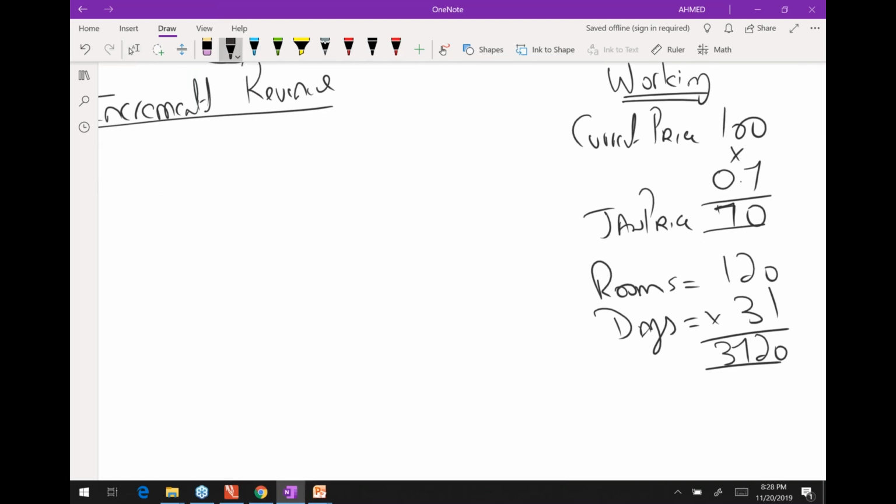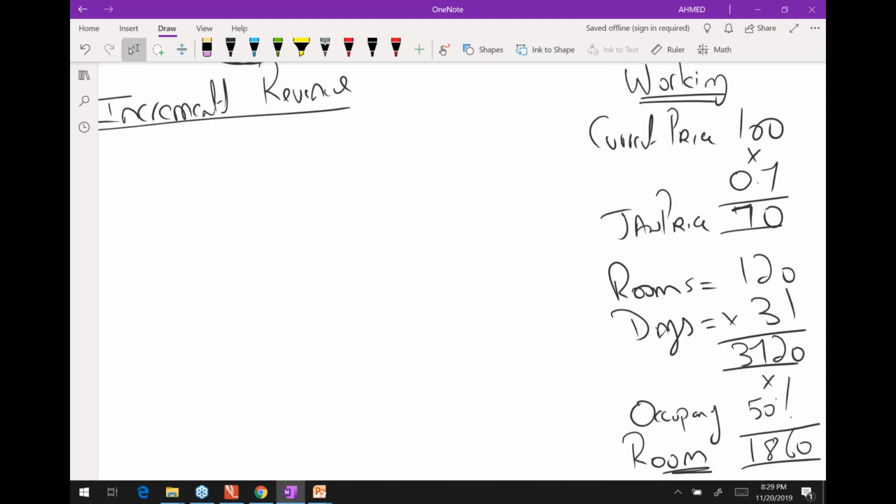So how much will be the occupancy? So the occupancy will be 50% in the month of Jan, which means 1860 rooms will be used. 1860 rooms will be used. So I hope this is clear to all of you up till now. The calculation that I have done in front of you, it's simple and I hope there will be no problem in such a calculation. So it's 1860.